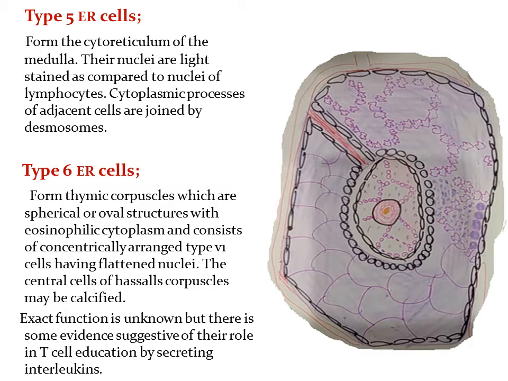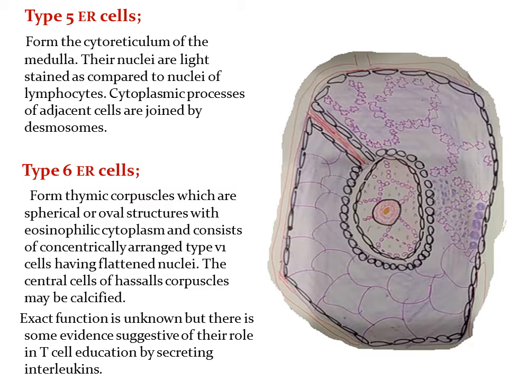And the type 6, these are the type 6 epithelial reticular cells, and they form thymic corpuscles, which are spherical or oval structures with eosinophilic cytoplasm and consist of concentrically arranged type 6 cells having flattened nuclei. The central cells of the Hassall corpuscle may be calcified.